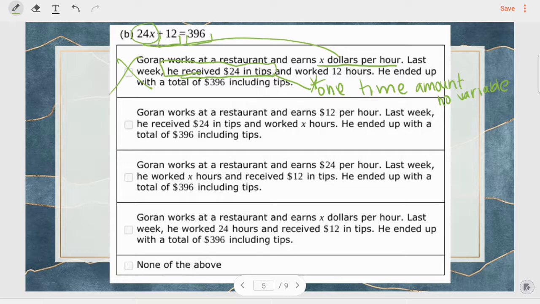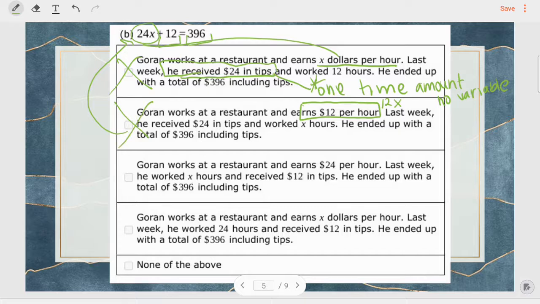Continuing to read. Goran works at a restaurant and earns $12 per hour. Remember the word each that I told you in the last problem? If it had the word each, that automatically put an X by it. The word per is similar because I'm repeatedly adding 12. So this right here represents 12x. Well, in my equation, as I look at it, is there a 12x? Nope, just a plain old 12. So this one is out.